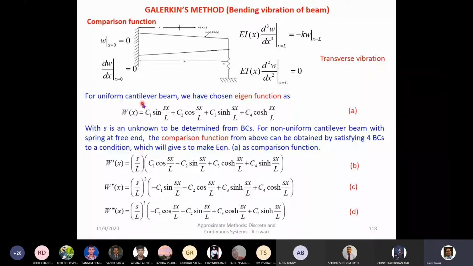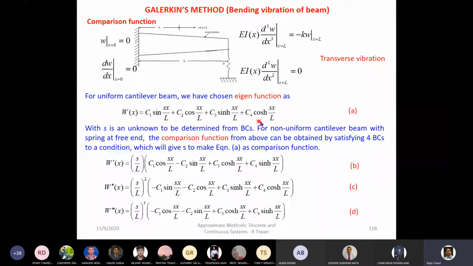So here also we are taking the uniform cantilever beam, and we have the eigenfunction in the form of sine, cosine, hyperbolic sine, and hyperbolic cos functions. Here the S parameter is there, which we need to find out so that they satisfy all the boundary conditions of the problem. So as we did for the axial rod case, the previous case, here the complexity is more.